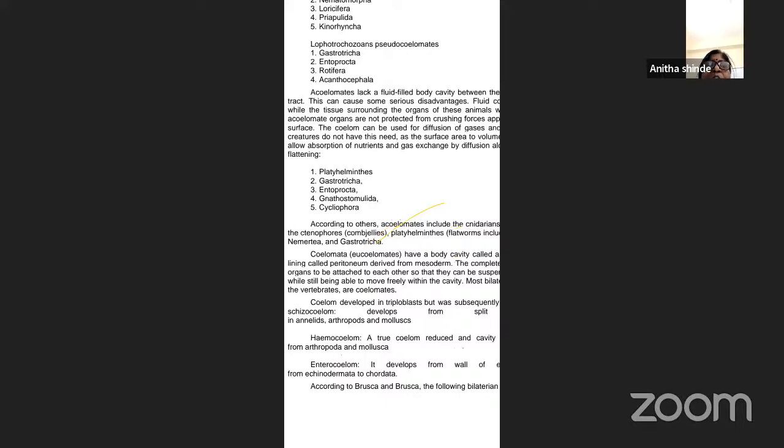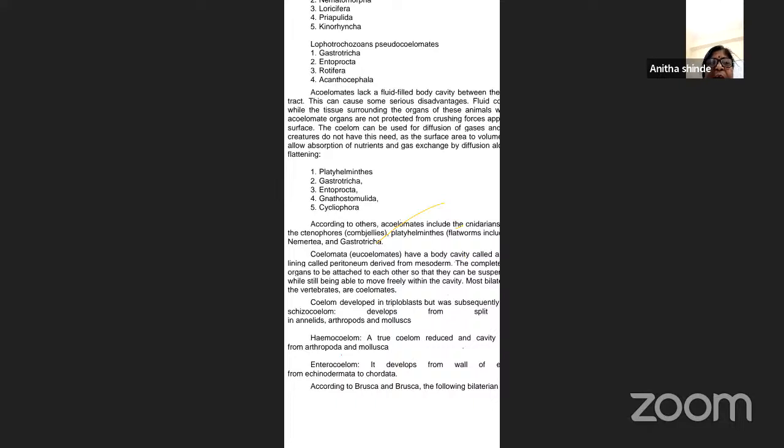Okay, so that is how the coelomate animals have got the coelom, and they are not loosely attached, they are tightly attached and move freely inside the body cavity. Now, the coelom developed in triploblasts, but was subsequently lost in several stages. Okay, so this is about the coelom.